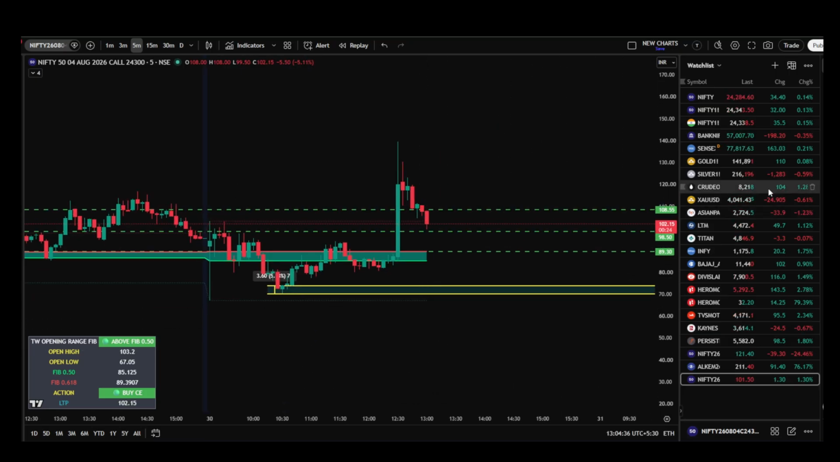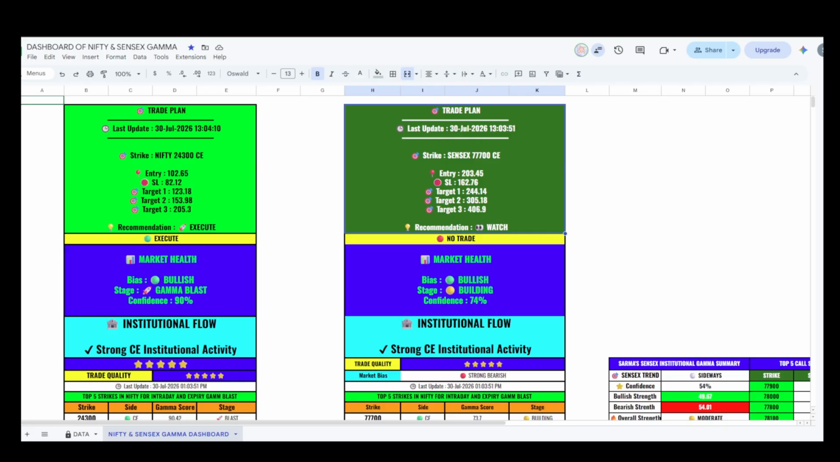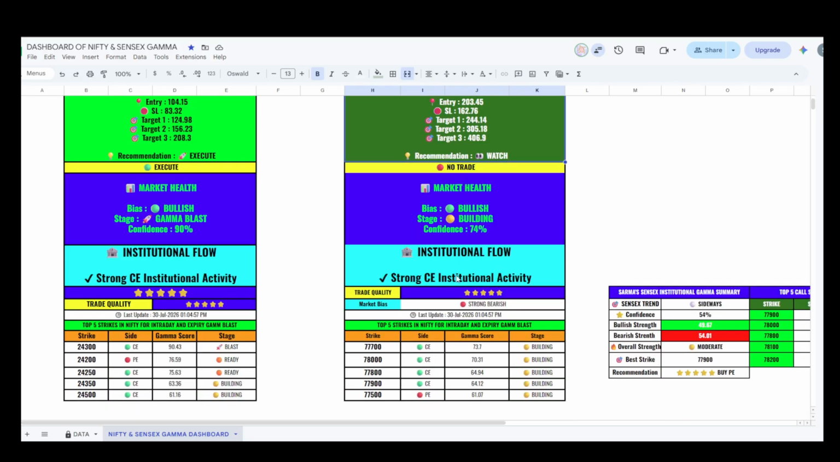And similarly, the Sensex Gamma dashboard. This is the Gamma dashboard and the Sensex Gamma dashboard. I have written it beautifully, and it shows you what is happening in the Nifty, whether to execute or not to trade. Everything comes up. See, for example, now the market is falling. Though the market is bullish, it is asking us not to trade, no trade. Again at 2:30 it might turn bullish or bearish, and it will let you know which institutional flow is there at which strike price.